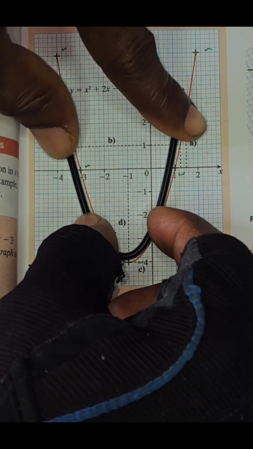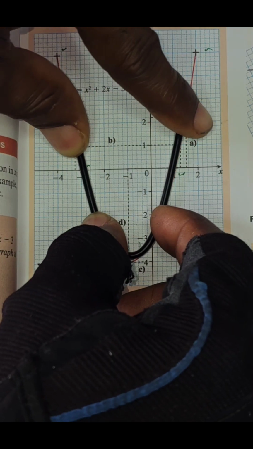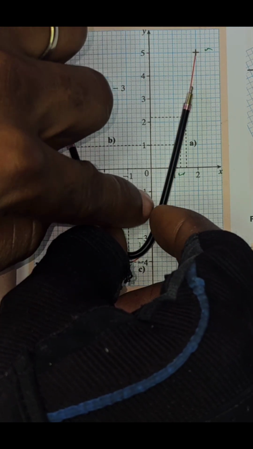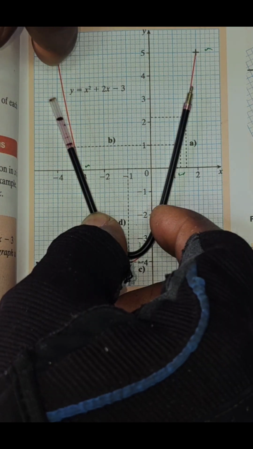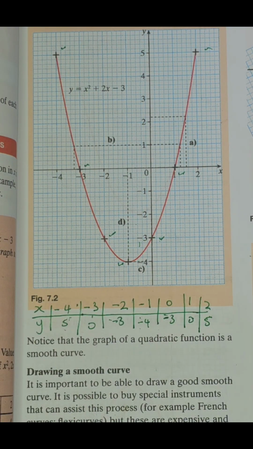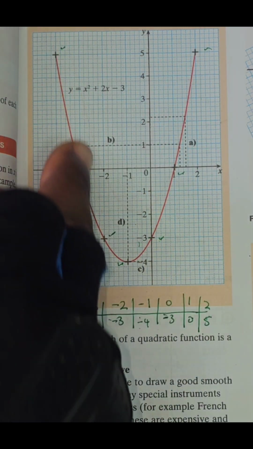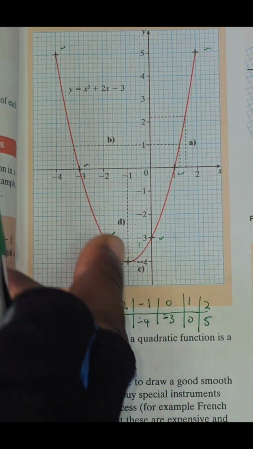So when you use something bendable, you hold it in and use your drawing tool to draw this line. So this is just an example. When we want to do our own, we are going to see how we are going to go about it. So after that, you get this line here.